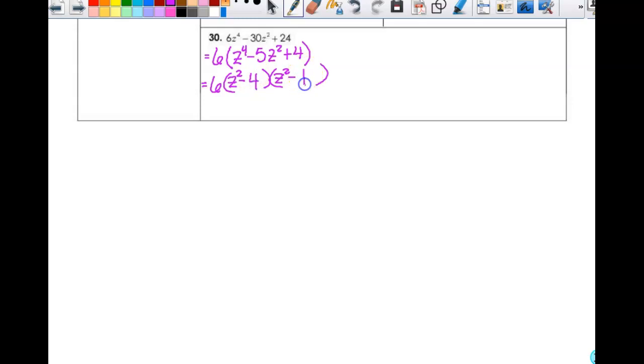Can I factor this even more? Yes, I can. Both of these are difference of squares. So this is going to give me 6 times z plus 2 times z minus 2, and then z plus 1, z minus 1, and there it is, all factored. Okay. What questions do you have? Anything at all?